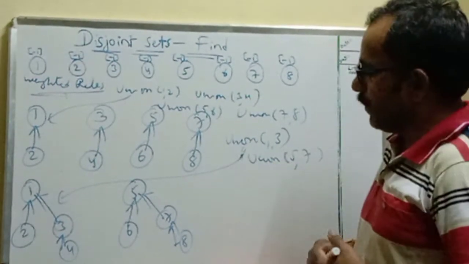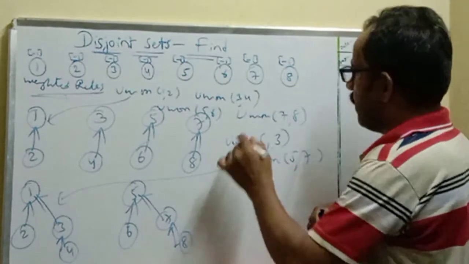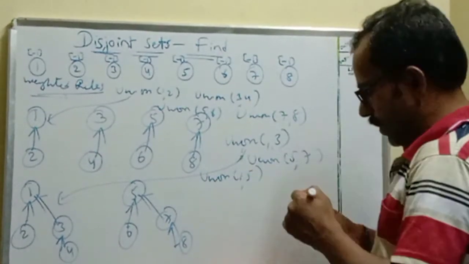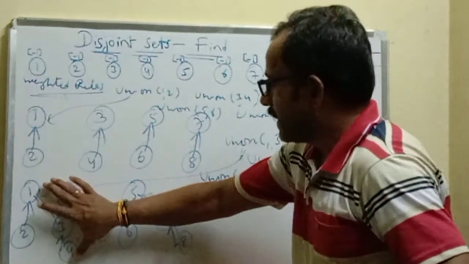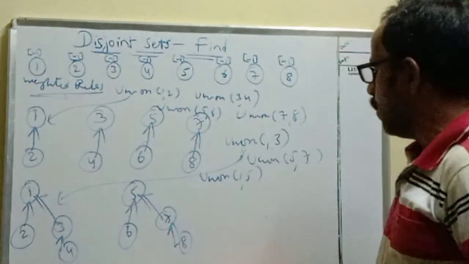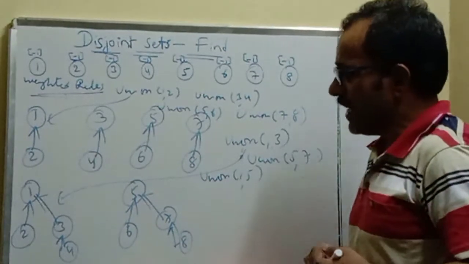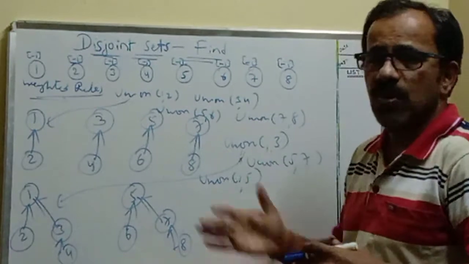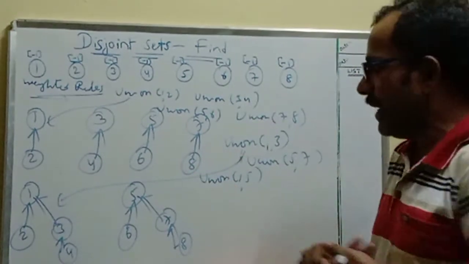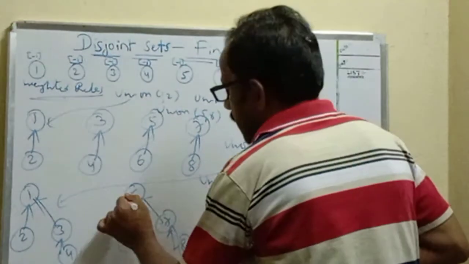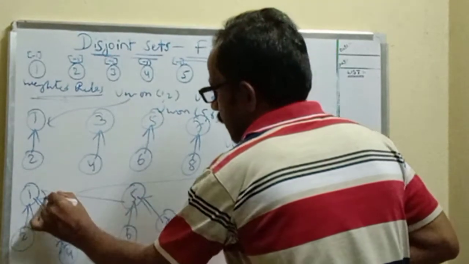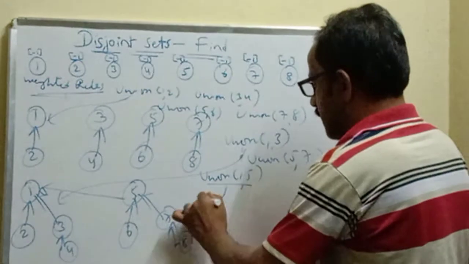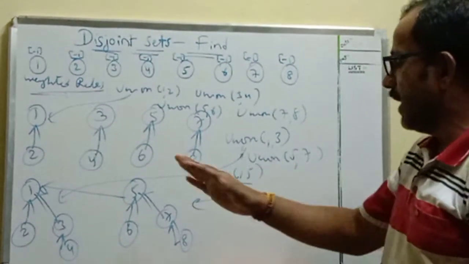Then finally, if you want to perform union of 1 comma 5, what do you mean by union of 1 comma 5? Combine the tree with root node 1 and the tree with root node 5. Okay? So what is the procedure now? According to the weighting rule, you are supposed to select the root node with the highest number of nodes as parent. But here both have an equal number of nodes. Then I can attach 5 as a child of this particular tree. So this is the combined tree. This is union of 1 comma 5.